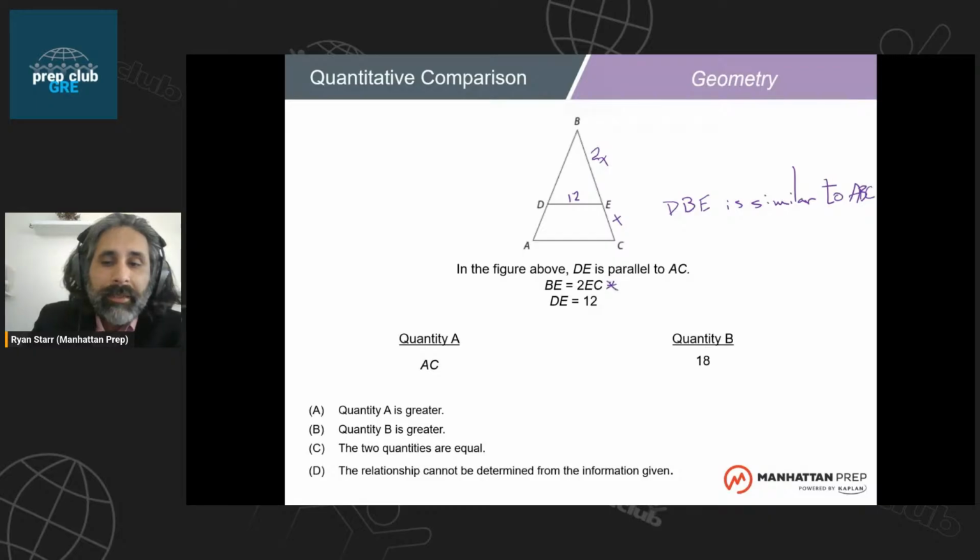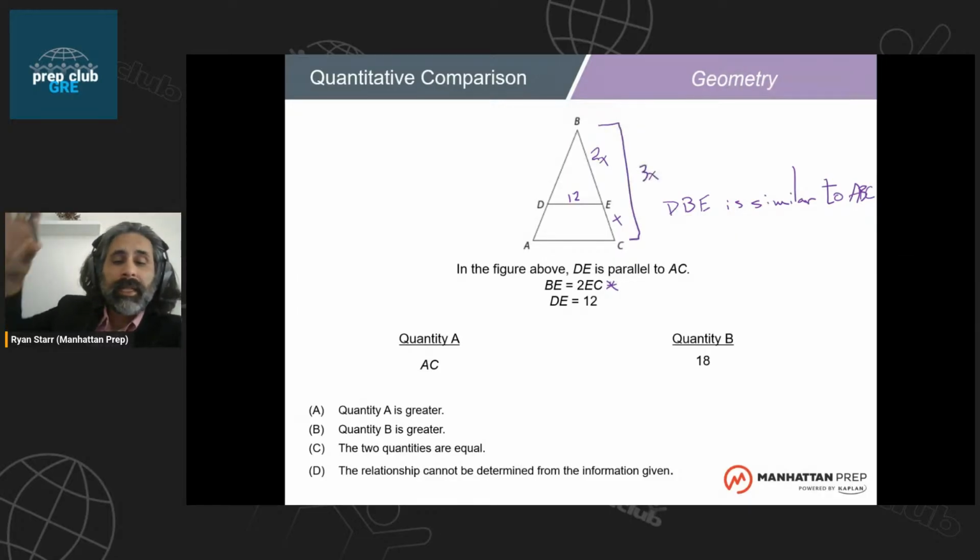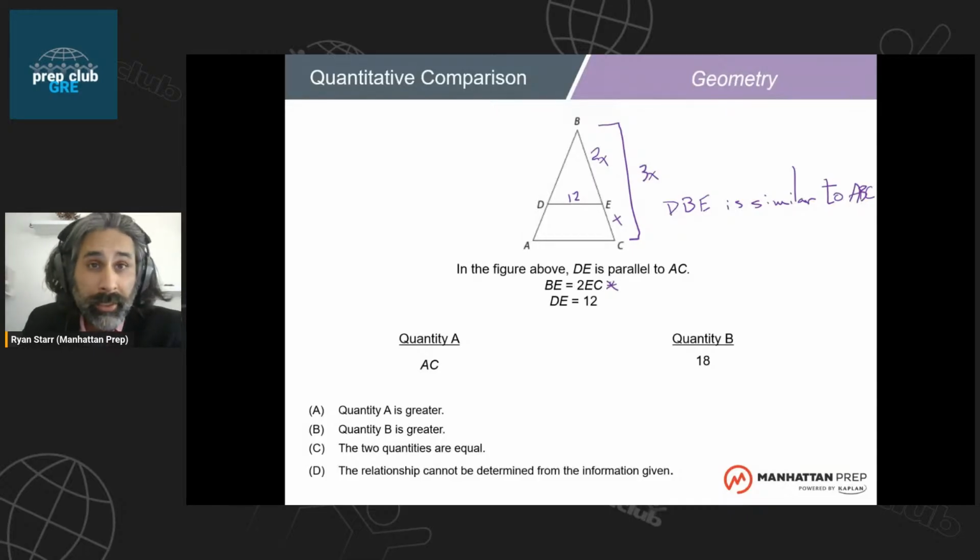It means that that whole side is going to be 3 to like BE's 2 and EC's 1, right? That whole side will be 3x, BE will be the majority of it, it'll be 2/3 of it, EC will be the other 1/3 of it. Now, what does that mean for AC?